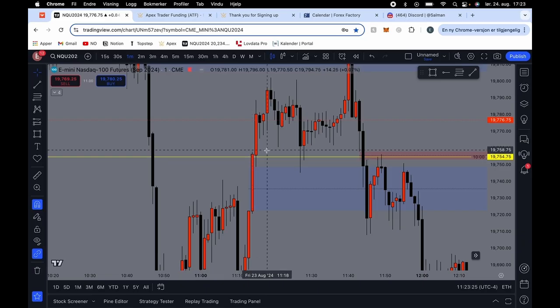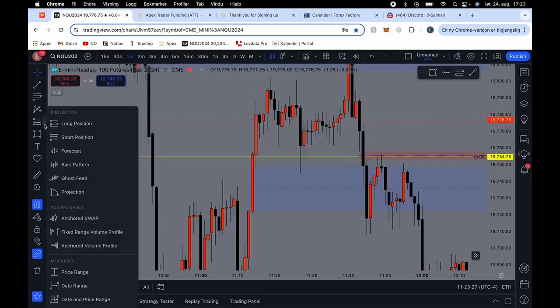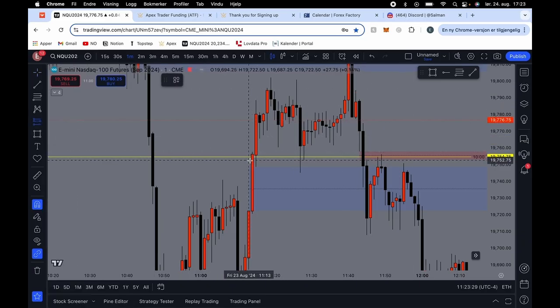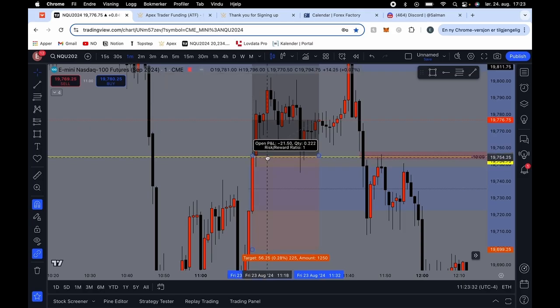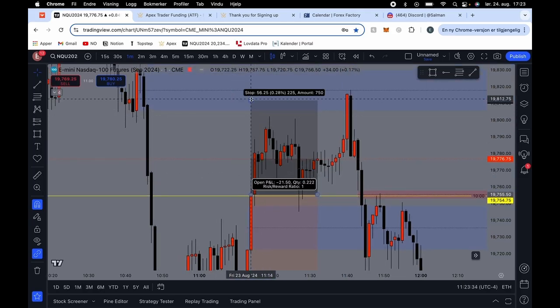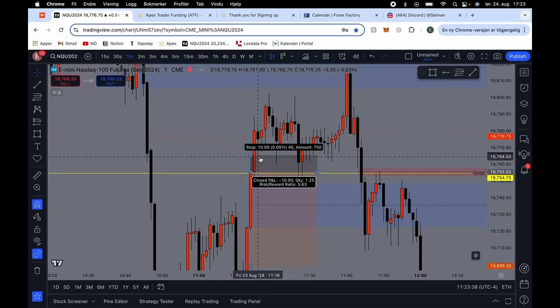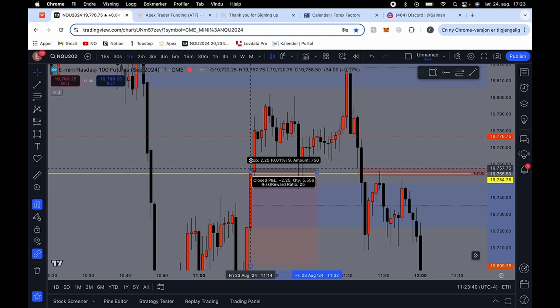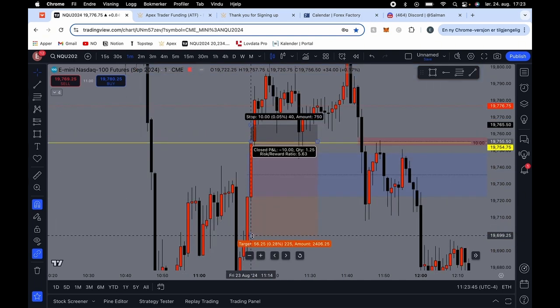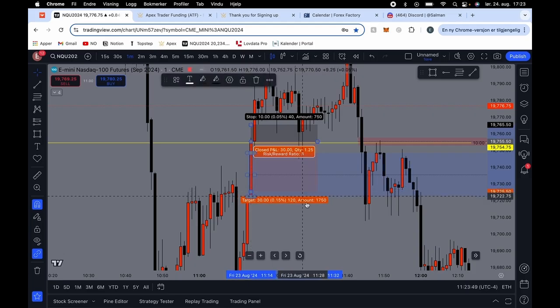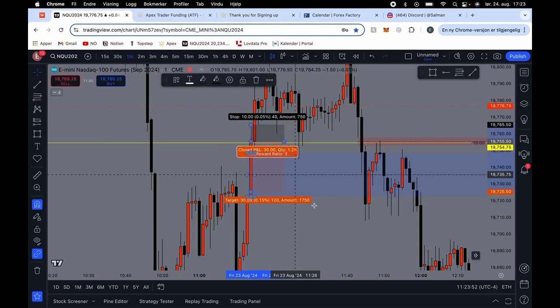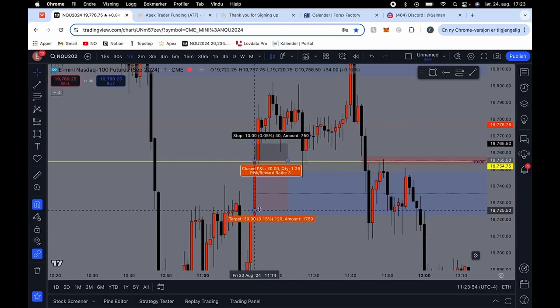You could have shorted this one too. I'm not saying that you couldn't, but it would have been a loss. I usually do like 10-point stops, and then if it gives me a reaction, I would just trail it to 5 and then trail it to break even. This would have been a loss. I'm not going to sit here and pretend it's a 100% win rate. It's definitely not. But it's going to give you a very good RR most of the time.